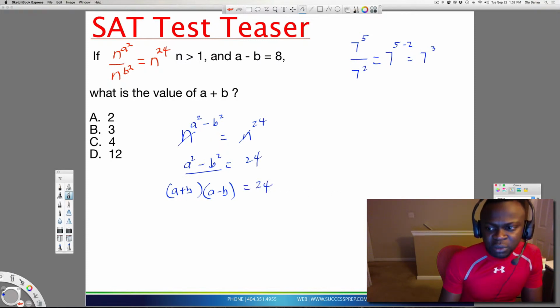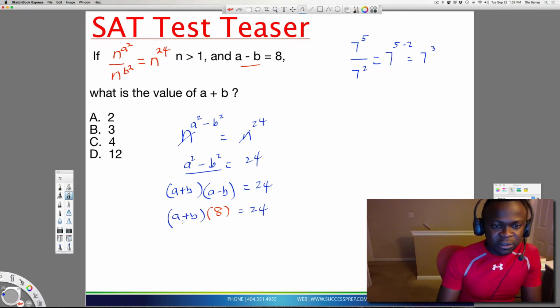Well, if you look at this question very carefully at the beginning, they already told us what a minus b is. A minus b is 8. So when I look at this a minus b here, this is 8. I just sub it in there. And this is still going to be a plus b and 24 on the right side.